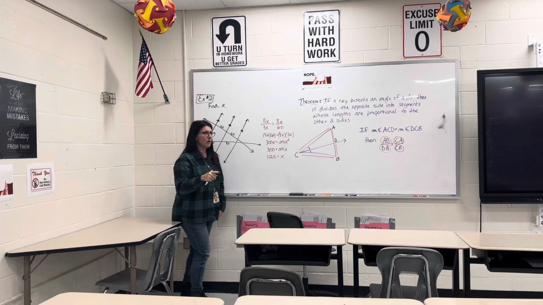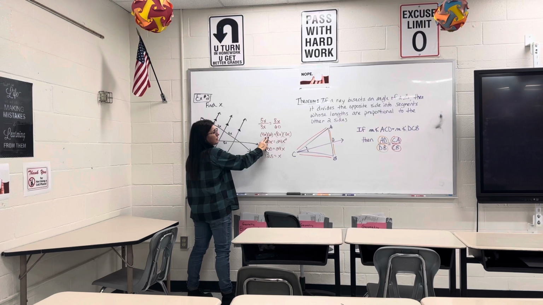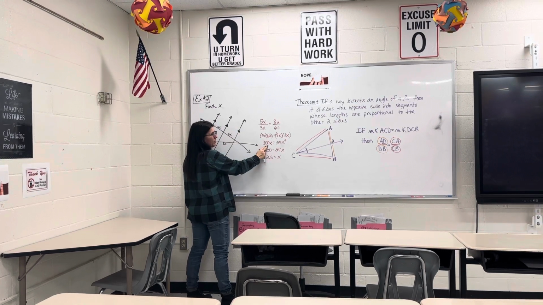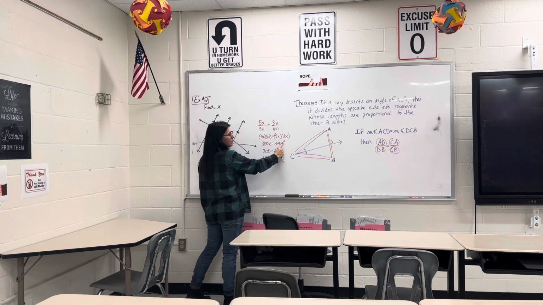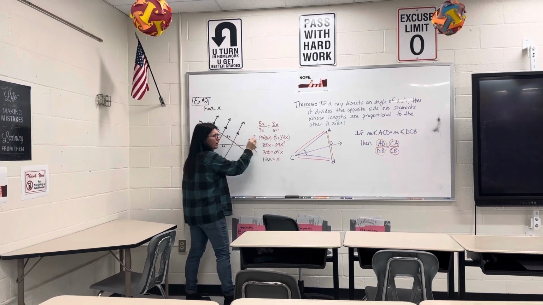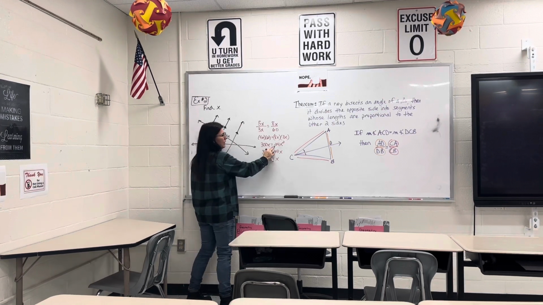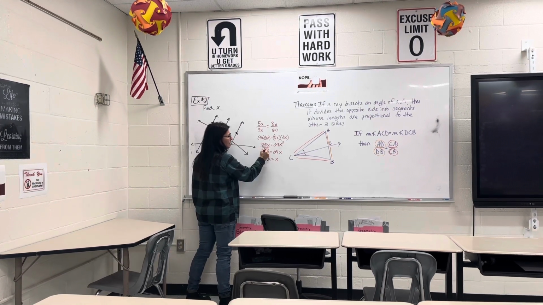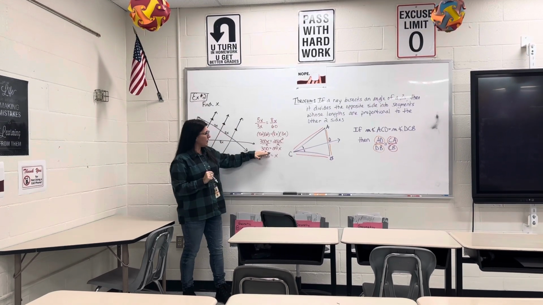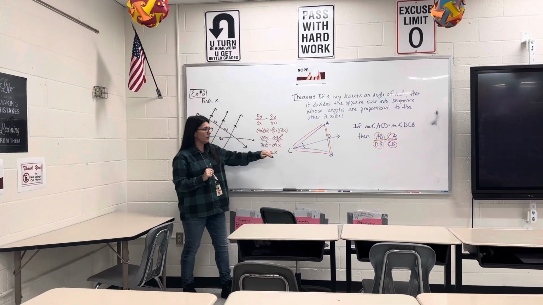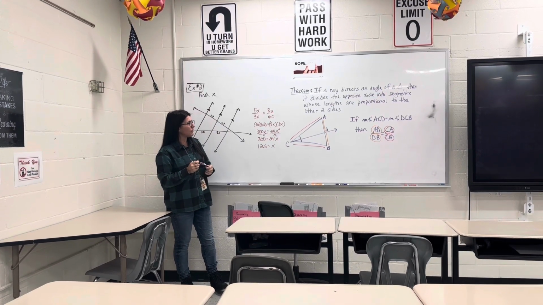Be careful with your cross products. This one, 60 times 5x gives you 300x. This way, be careful. 8x times 3x gives you 24x squared. X times x is x squared. Don't make a mistake on that. From here, my first step, I divided by x to simplify. That gives me 300 on the left and 24x on the right. Divide by 24 and x is 12.5.